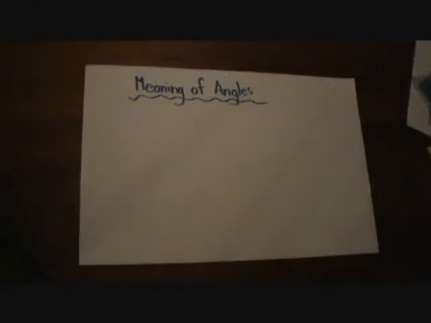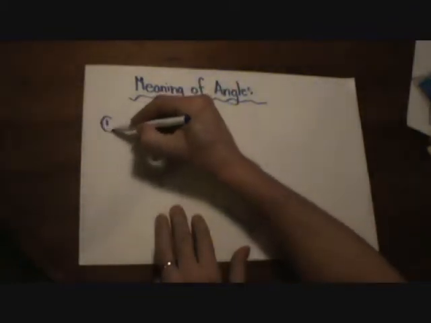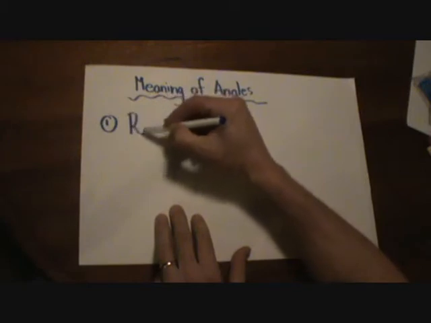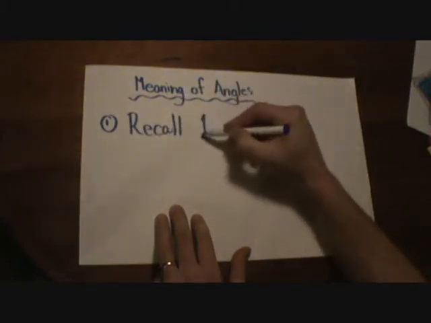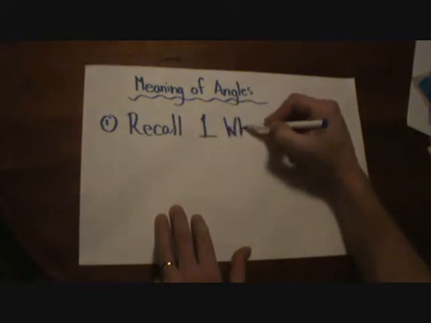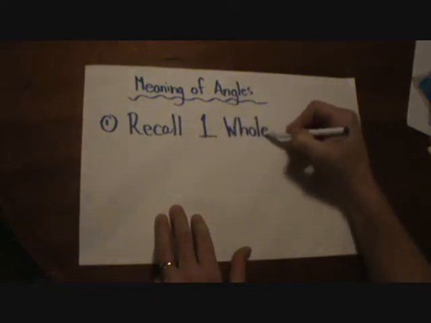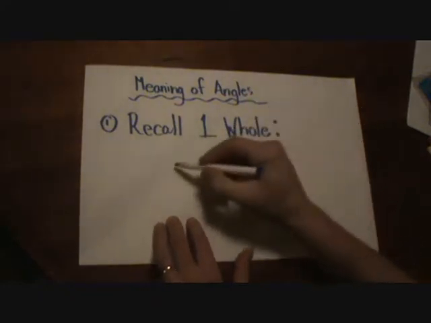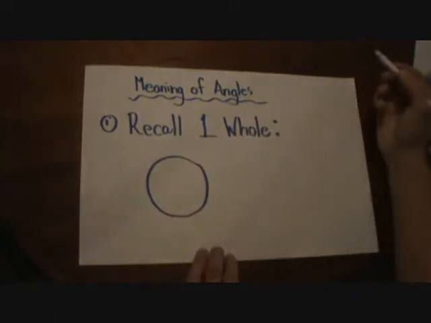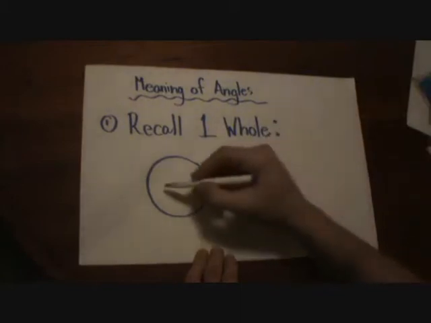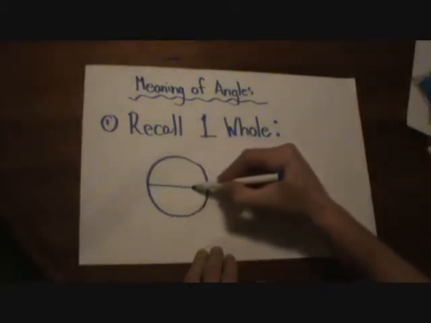When we're talking about the meaning of angles, we have to take a look back at one of our very first videos that we did, the meaning of one whole. Because when you're talking about the meaning of angles, really you're just talking about a circle or one whole. And instead of giving it a different name like 1.00 or 100%, because we're talking about angles, we're talking about 360 degrees.